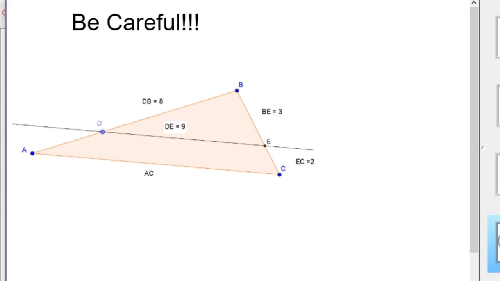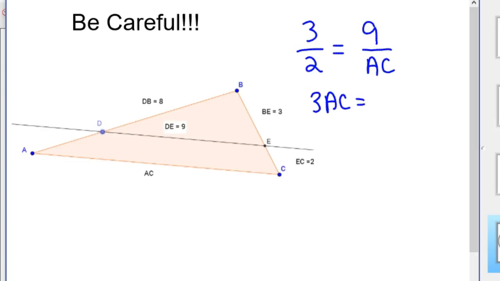But you always want to be careful. Let's say we're looking for AC in this case. If you use that same side splitter for, say, DE and AC, we'll have a problem, and I'll show you what happens here. If you set it up the same, and this is wrong, but it happens a lot with students, we know 3AC equals 18 if you cross multiply, and then you divide by 3, and AC equals 6.